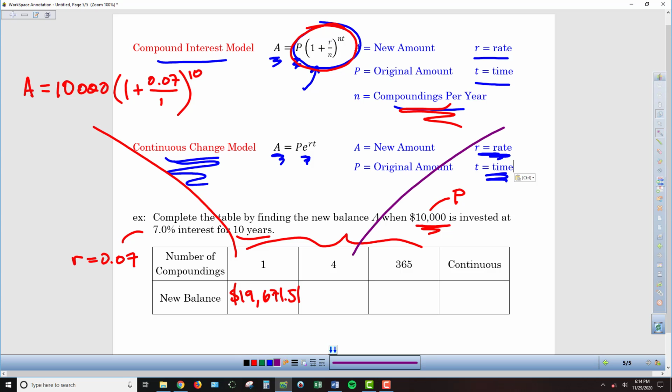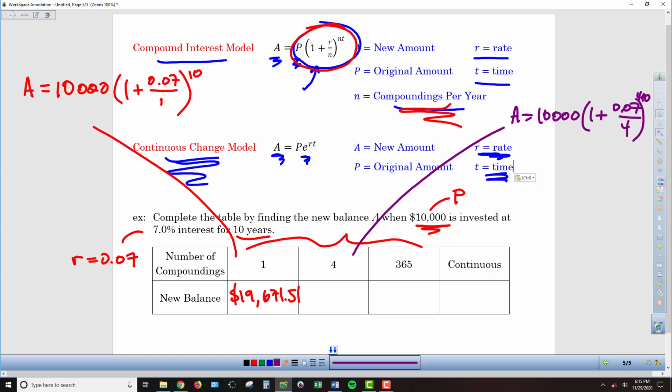So if we do that off to the side over here, everything's going to be the same in our formula. It's still going to be A equals, still going to be 10,000 as our initial investment, still going to be 1 plus 0.07, but now n is being increased to 4. So basically we're compounding the interest every 3 months, so 4 times per year. And then in our exponent, it's not going to be 10 anymore, it's going to be 4 times 10. So we're going to get 40 as that exponent.